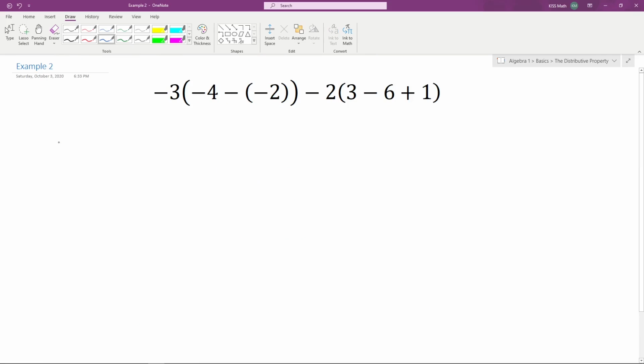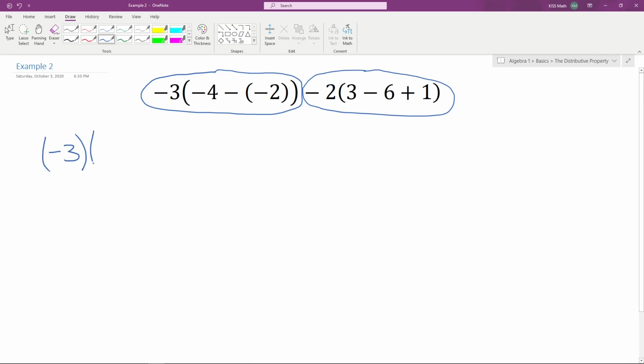So here's another example that I'll go a little bit quicker and show you how I would solve it without stopping to explain all the steps. So essentially we have two pieces here. We have this guy and this piece here. And I will distribute everything in order to solve this. So let's start with this piece here. So distribute the -3, the -4, minus, we keep the sign, -3, distribute that to the -2.